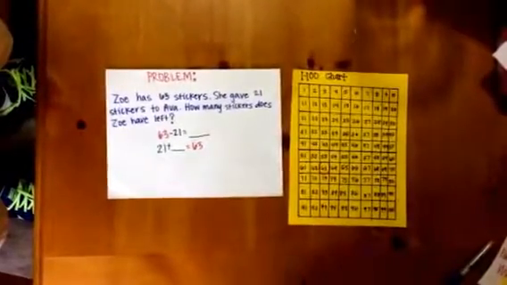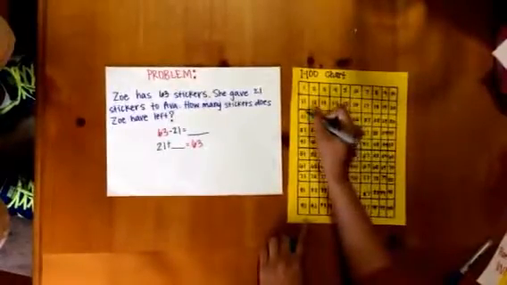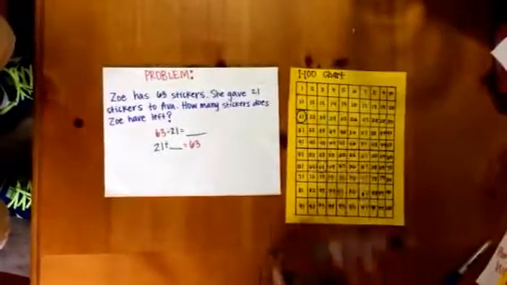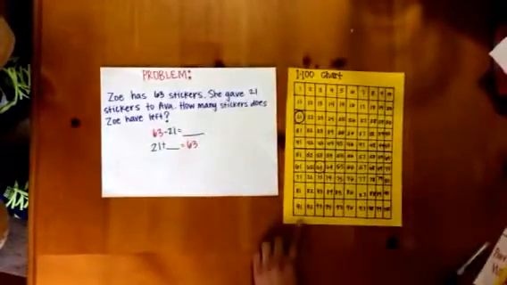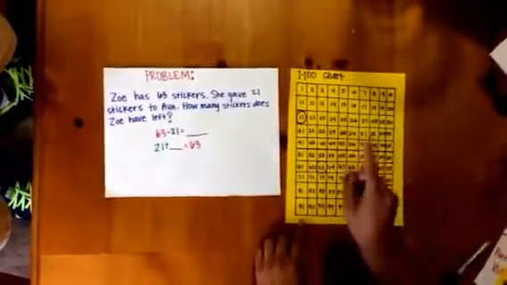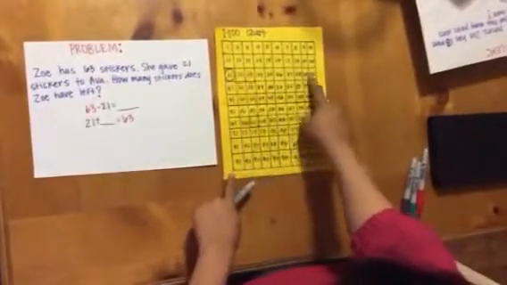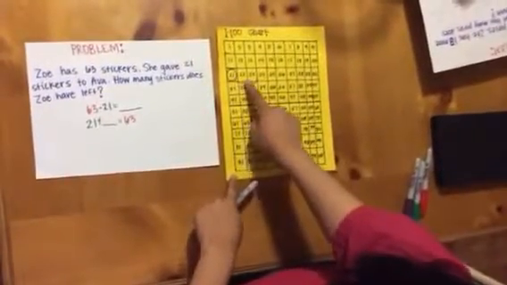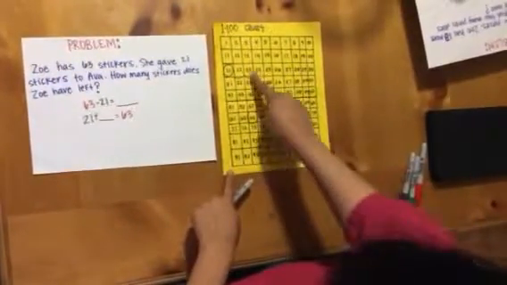Since we're giving 21 stickers away to Ava, we're looking for the difference. To get the difference, we're going to figure out how much it takes us. When we're working with our hundredths chart, we know that going from left to right, we're going in our ones place. And going from the bottom to the top, we're working with our tens places.